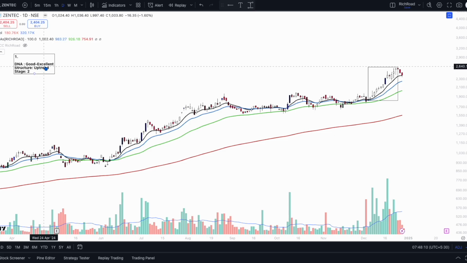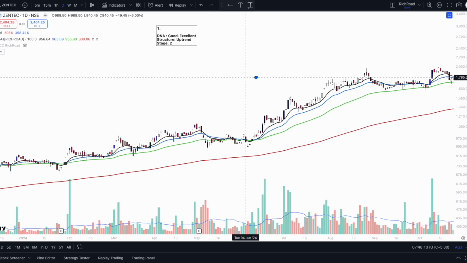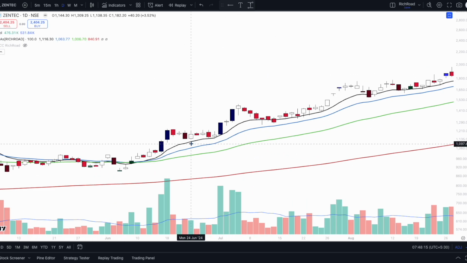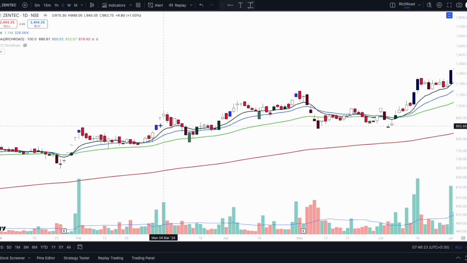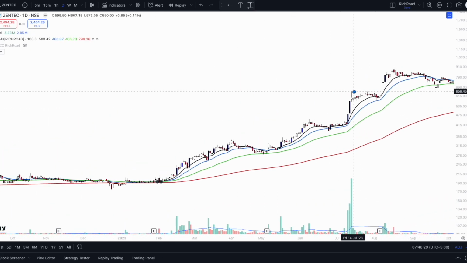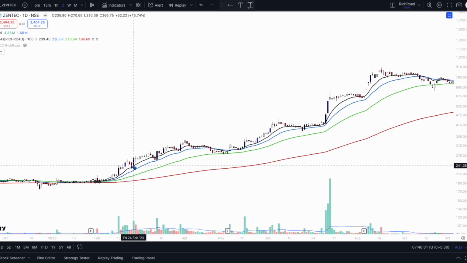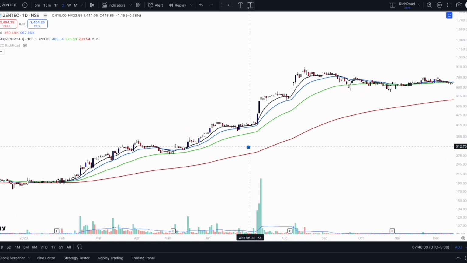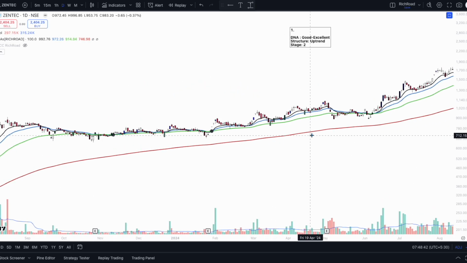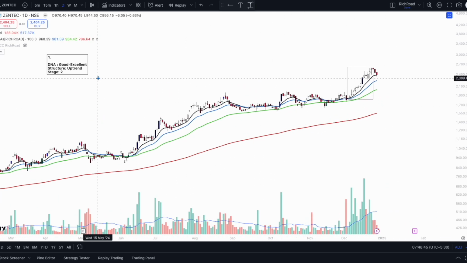Now, you may question, why is the DNA good and excellent? Just have a look when the stock is going up. How is it going up? Have a look at the candles, the open and the lows, the highs and the close. Pretty good whenever it is moving up. When the stock is in 5% circuit, there is not much it can do. But whenever it is allowed to move freely, just have a look at these dark blue candles, and look at the volume clusters. It's pretty brilliant. I believe there is a lot to be practiced in this chart, which I will do for you in the times to come. So that is why the DNA is good and excellent, the structure is uptrend, and the stage is 2.